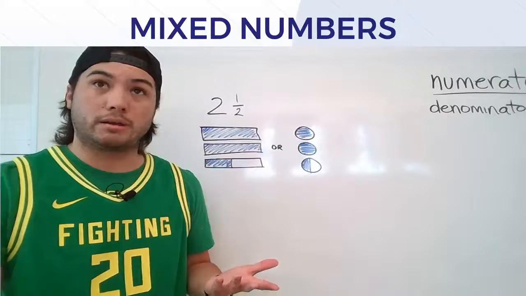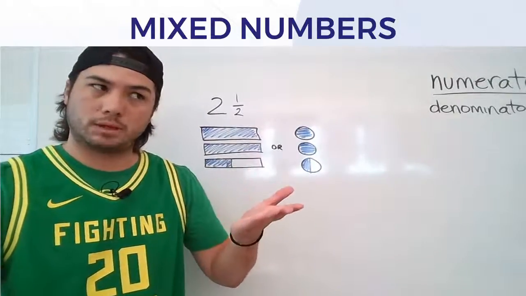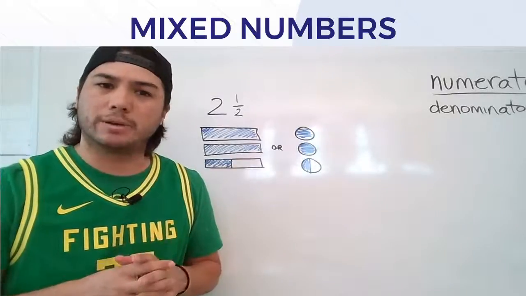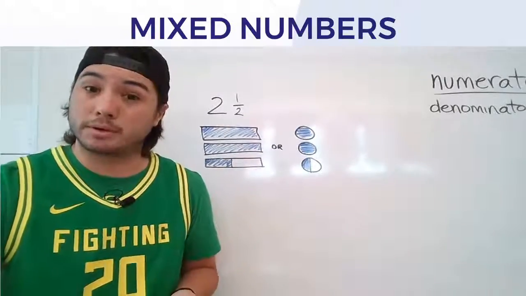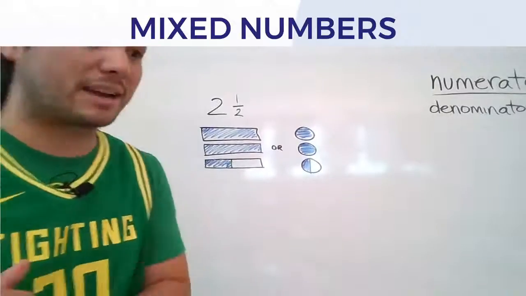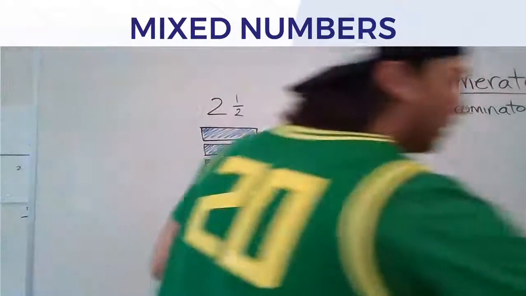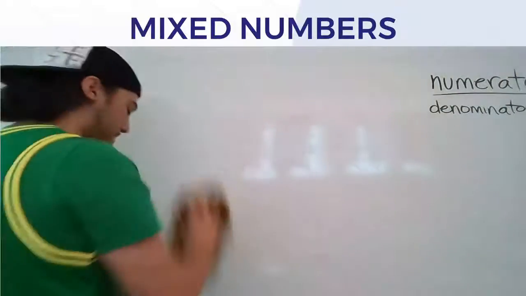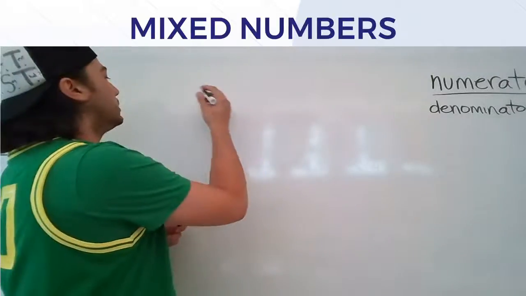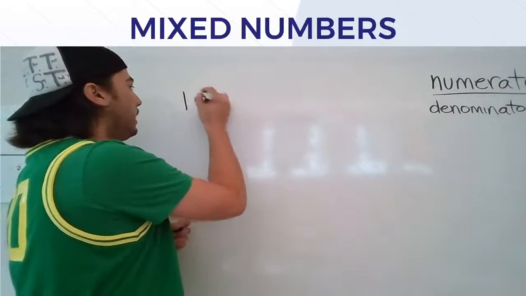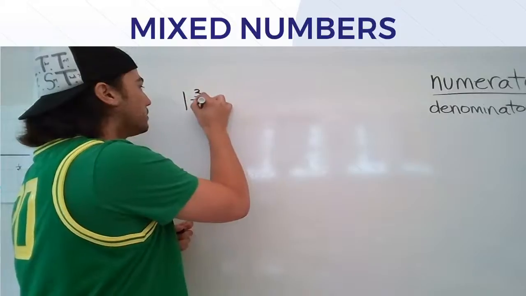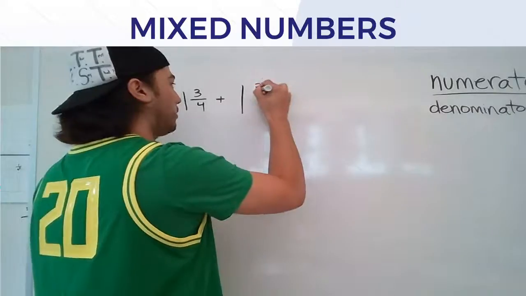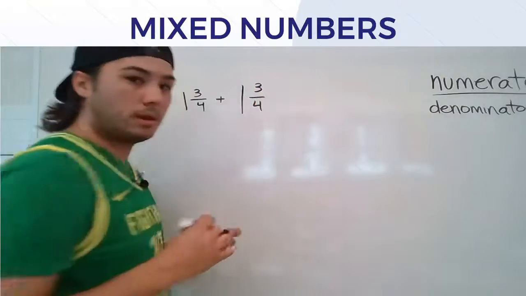Because we can add whole numbers, and because we can add fractions if they have like denominators, then we can add mixed numbers if our fractions have like denominators. So if we had something like, let's use this as an example. We can say 1 3/4 plus, well, we could even do 1 3/4. Okay.